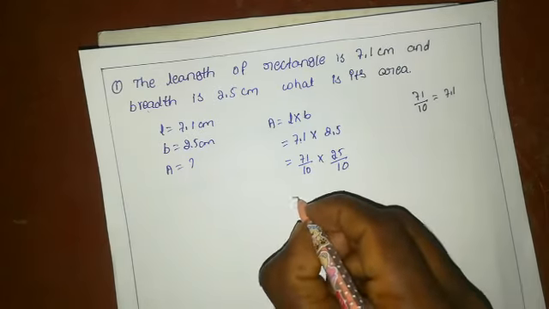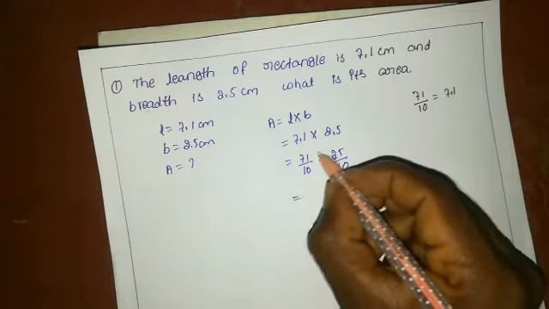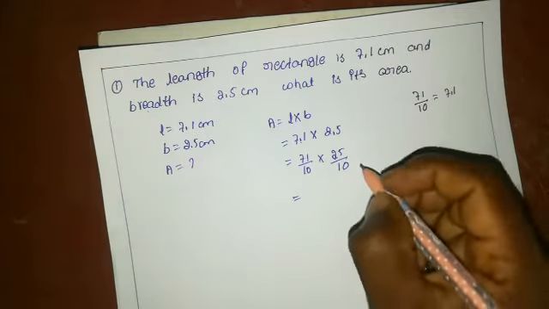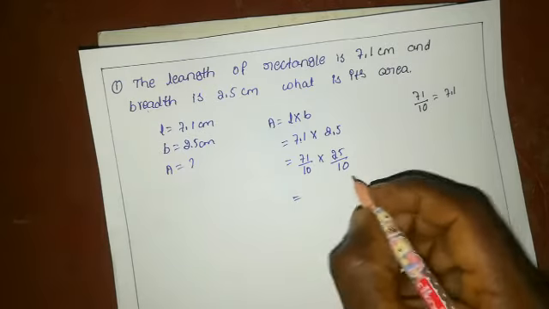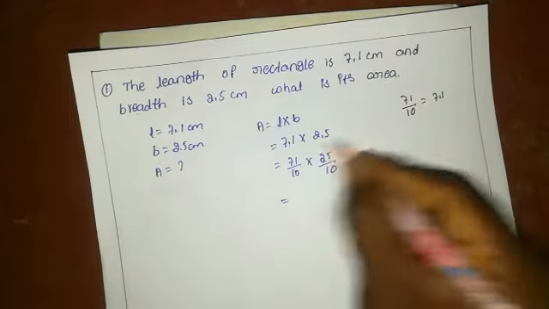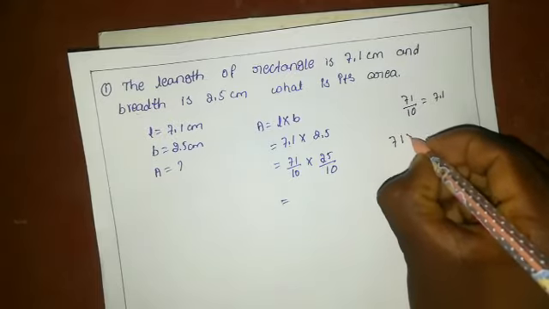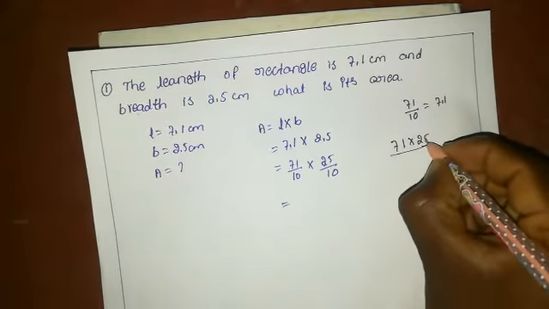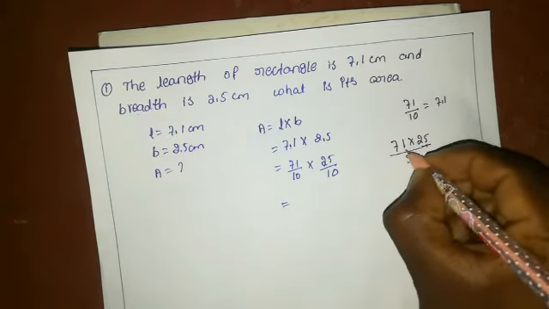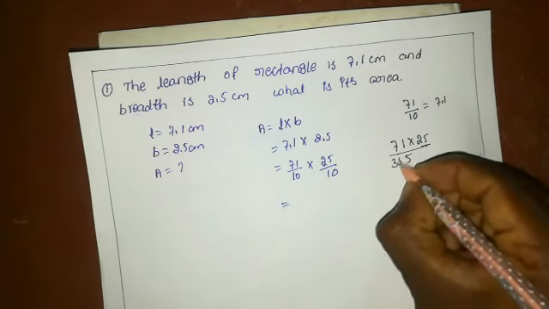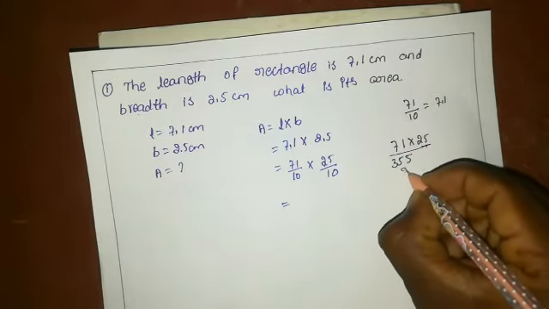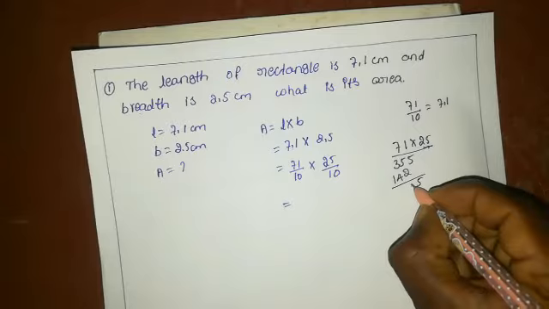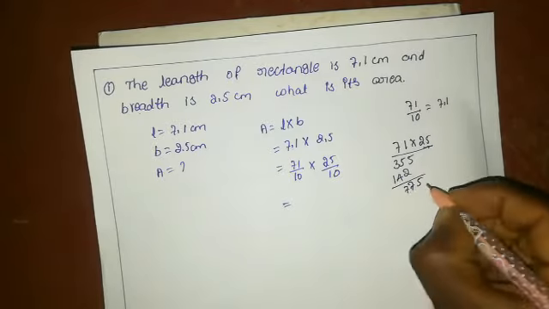Now we have to multiply the numerators and the denominators. We learned how to multiply fractions: denominators and numerators. In the numerators we have 71 into 25, we have to multiply these two. Then how do we multiply this? 5 1s are 5, 5 7s are 35. Here 2 1s are 2, 2 7s are 14.